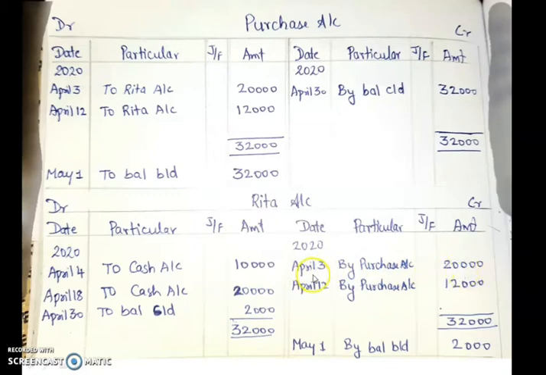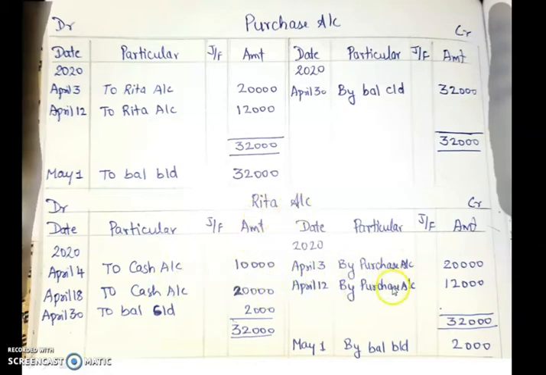Again, moving to the journal entry, you can see that on April 12th also one more purchase was made, by purchase account 12,000. Now on April 4th, cash was paid, to cash account 10,000. April 18th, again some cash was paid, that is to cash account 20,000. Now it's a closing date. So only 4 entries were there related to Rita.